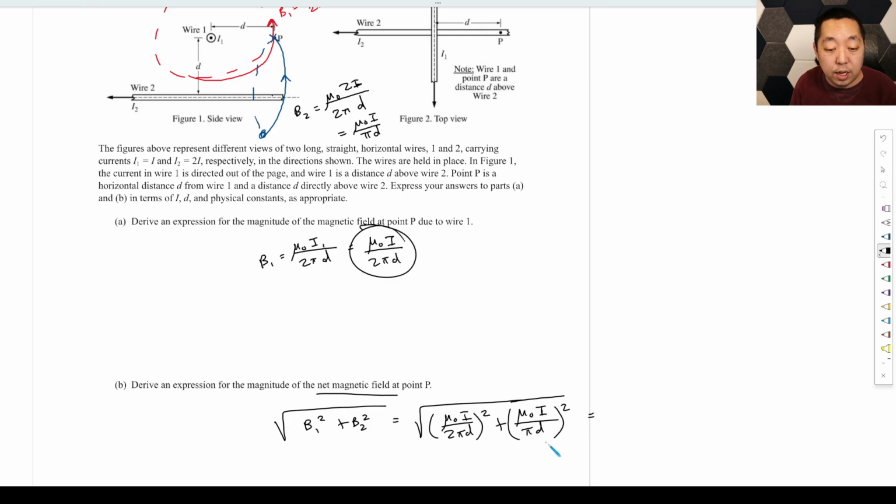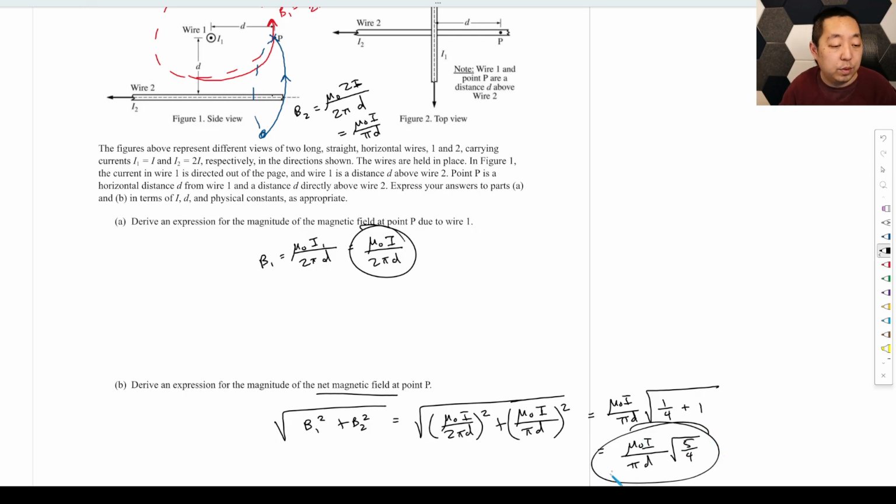And so then you can pull out a mu naught I over pi, and then you can pull out a d as well. And so then you're left with a square of them, so the 2 gives 1/4, plus, and then here you're just left with 1. So it's going to be mu naught I over pi d times the square root of 5/4, which you could write as the square root of 5 over 2 if you wanted to.